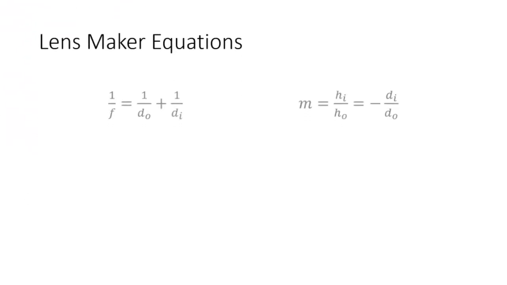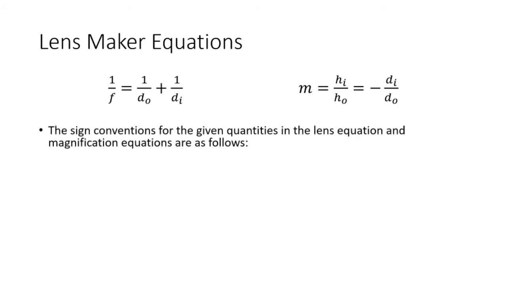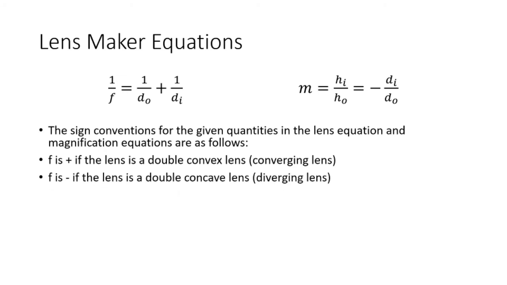So convex lenses and concave mirrors have a lot of similar properties because they're both converging. Lens maker equations are very similar. The only thing that changes a little bit is the sign conventions. F is positive if the lens is convex. So again, f is positive if it's converging, and f is negative if it's diverging, or you could say concave lens.